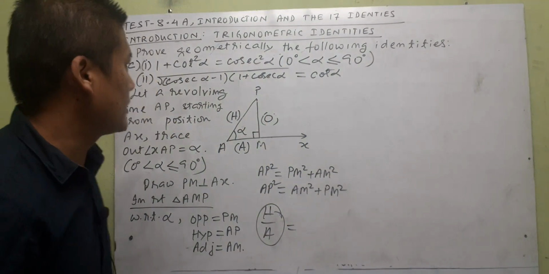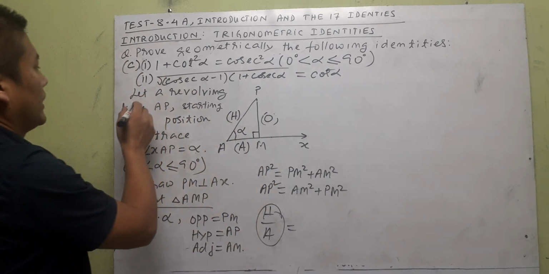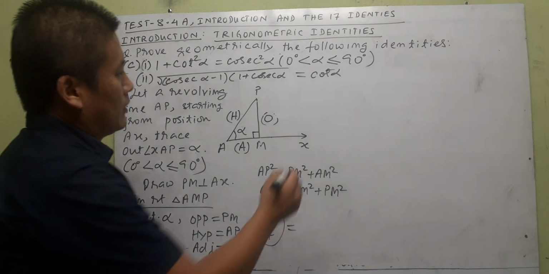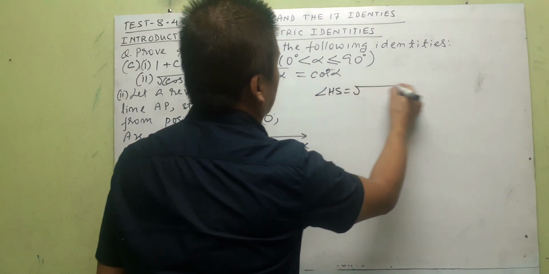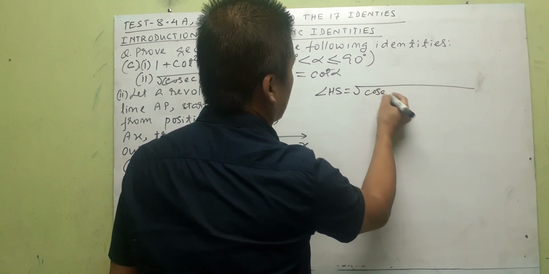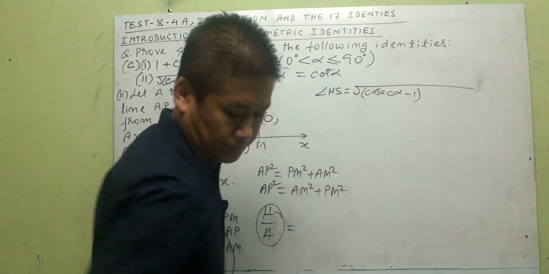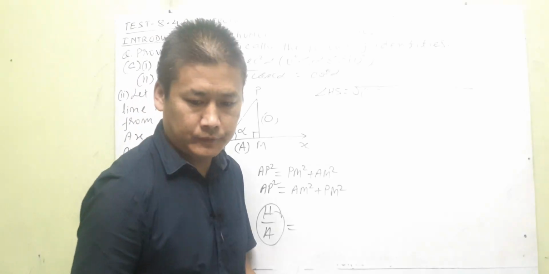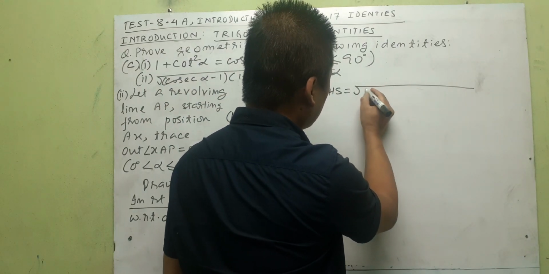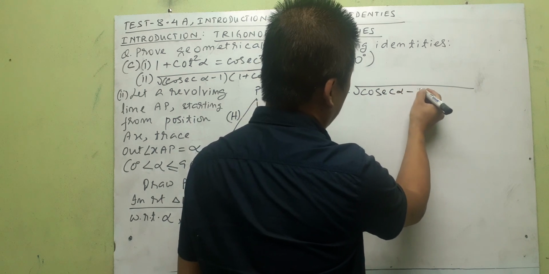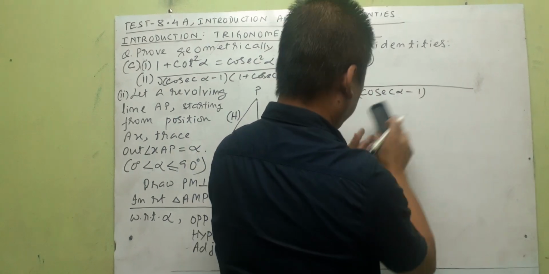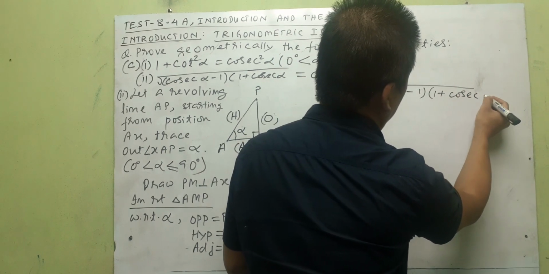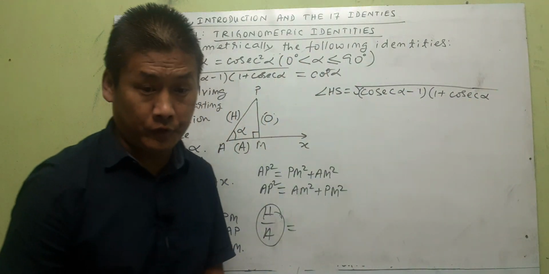Now let's take out the left hand side, number 2, and do the same thing. Then the left hand side is equal to root over cosec alpha minus 1 into 1 plus cosec alpha, which is what is given to us with a root over it.